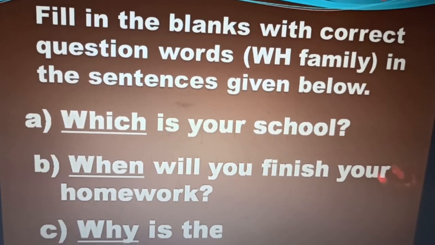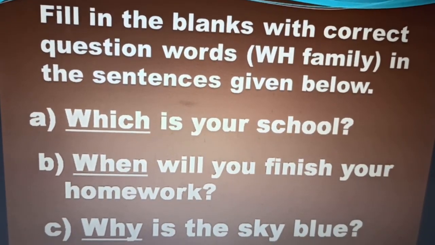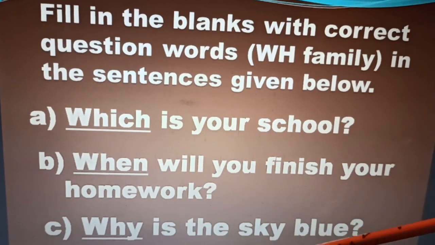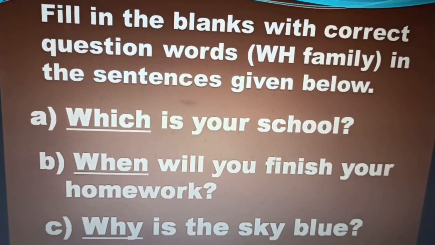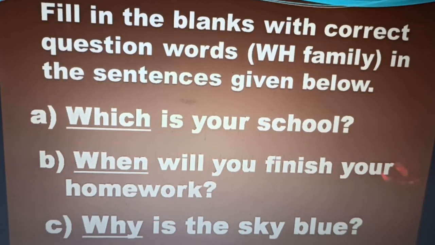Now the C part: Why is the sky blue? आसमान नीला क्यों है?